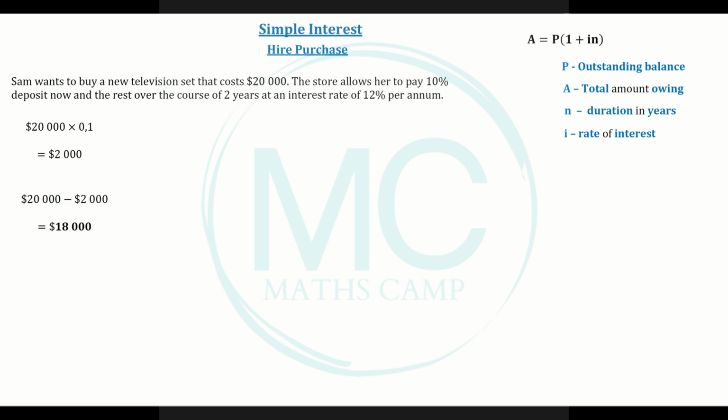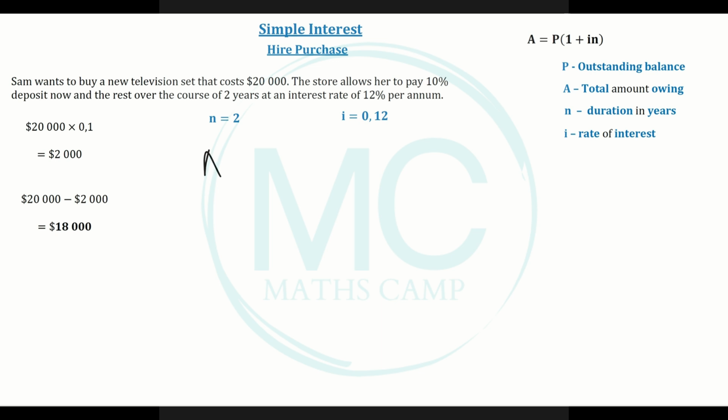Let's find out how much money Sam still owes the store. So we need to solve for A. We know that P is 18,000. The question tells us that Sam plans to pay off the outstanding amount over 2 years. This is our N value. So we can say N is equal to 2. The store offers her an interest rate of 12%. So to find I, we say 12 over 100, and we get 0,12.